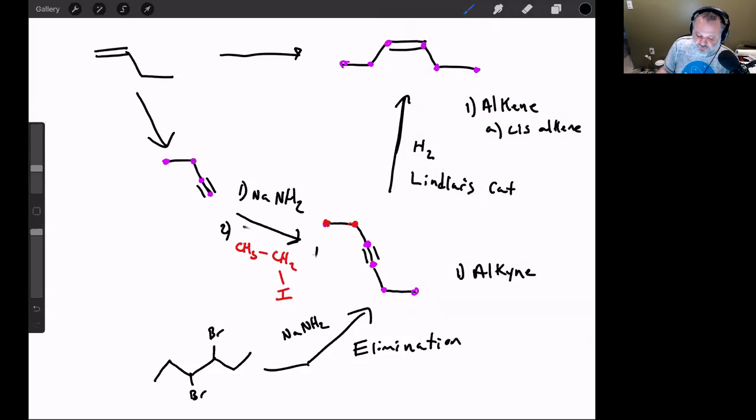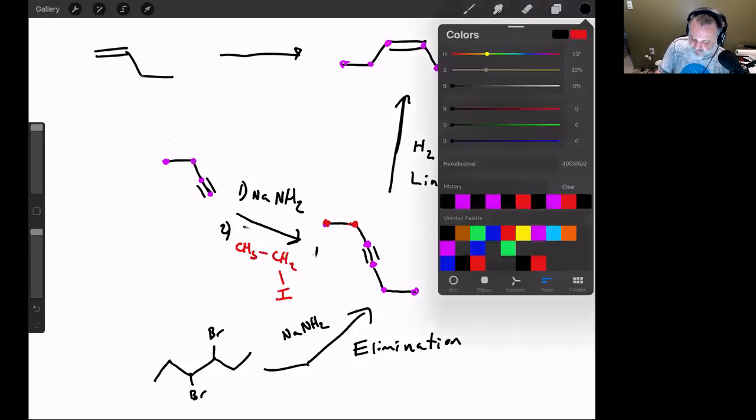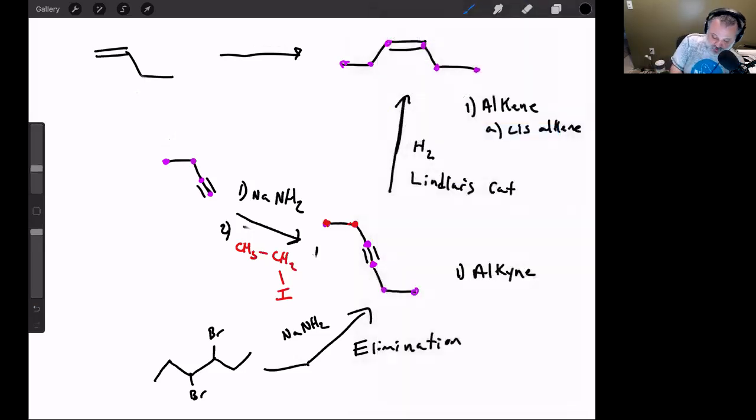Well, we don't know how to directly make alkynes from alkenes, so I'm going to need an extra step. But what do I know? I'm getting tight on room here, so I'm going to move it down here. I do know how to make this alkyne, and it's similar to this reaction that we talked about and haven't finished discussing down here at the bottom. I can do an elimination reaction.